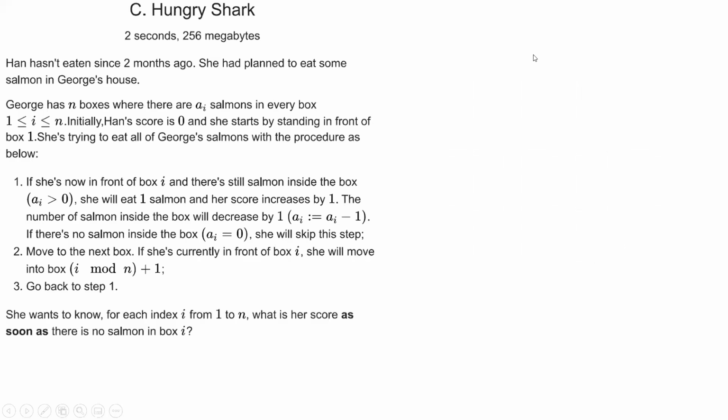Next, we have a hungry shark. For the hungry shark, we need to calculate how many salmon we ate once box number i is empty.